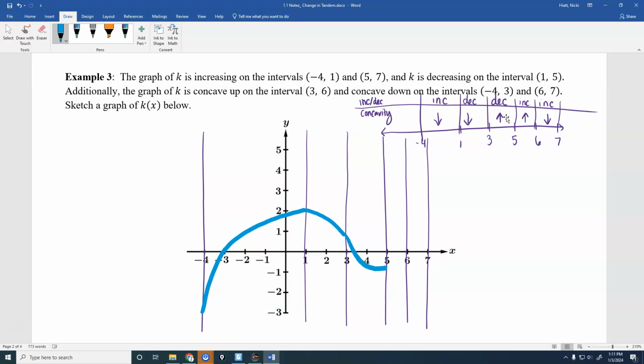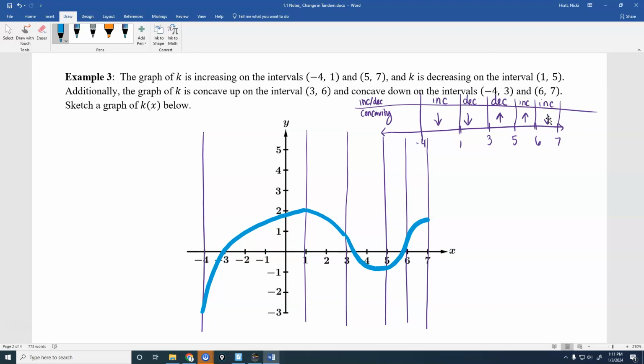From 5 to 6, I'm supposed to switch to increasing, but still be concave up. So increasing, concave up would look like that. And then my last part's increasing, but concave down. So that would switch to be like this. Now, this graph could be taller, it could be shorter, it could cross the x-axis at different places, but it needs to have that general shape to it.